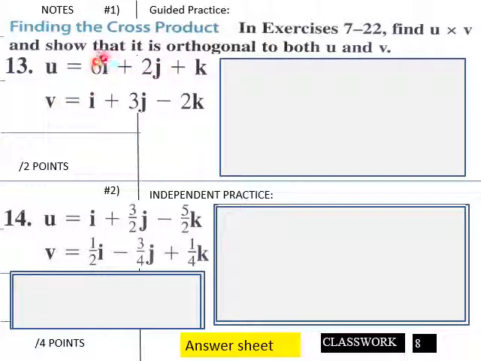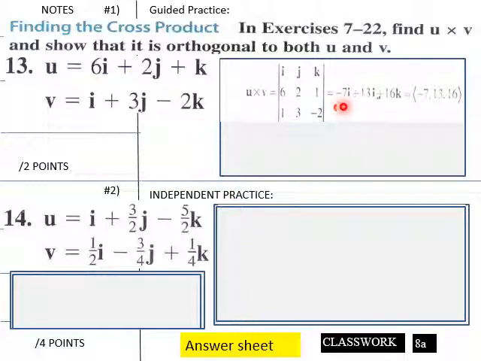Okay, so let's try one. Find u times v and show that it is orthogonal to both u and v. So we have u up here, and then we have v here, and they want us to do u times v. This is yours down here, students. So u times v, here's our setup. Here are our rows: u is 6, 2, 1, and v is 1, 3, negative 2. By the time you do your calculations, I'm going to let you do that. This is your answer sheet. If you want to attach a page to this, students, you can.